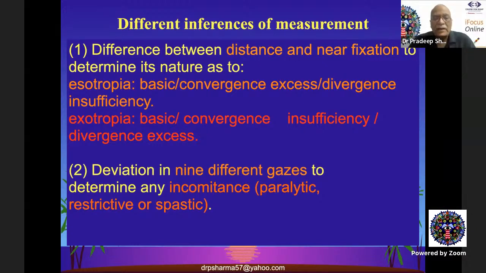Similarly, for exotropia, if there is no near distance disparity, it's a basic exotropia. But if there is more exo in near, then it is a convergence insufficiency exotropia. But if there is more exo on distance fixation, it's a divergence excess.